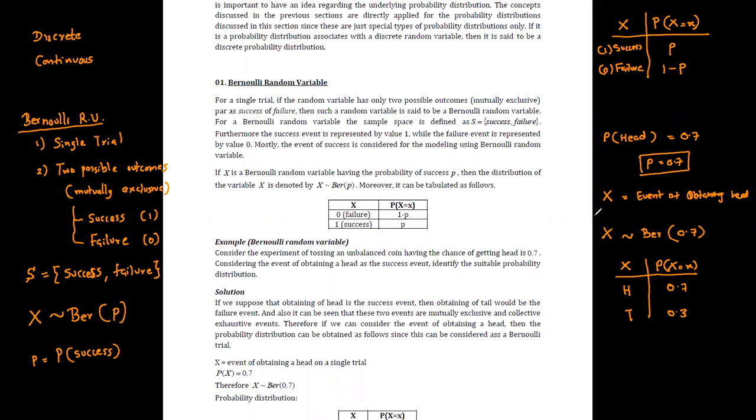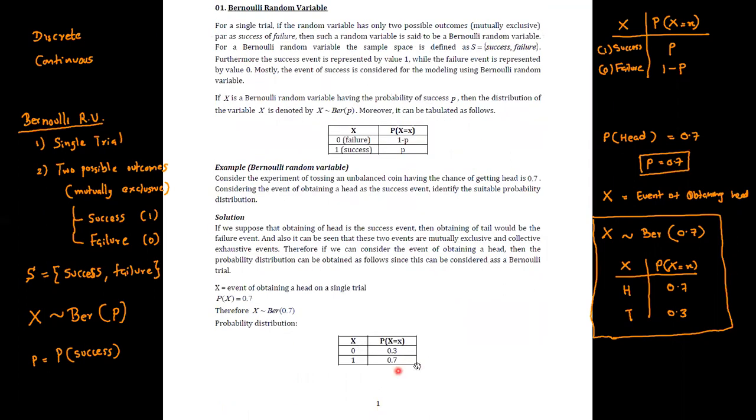The final solution for this problem is that X can be modeled using a Bernoulli random variable, and the probability distribution of X can be tabulated in this form. Here you can see, the other way around, I have changed these two values. First I have taken the failure, and thereafter I have mentioned the success.